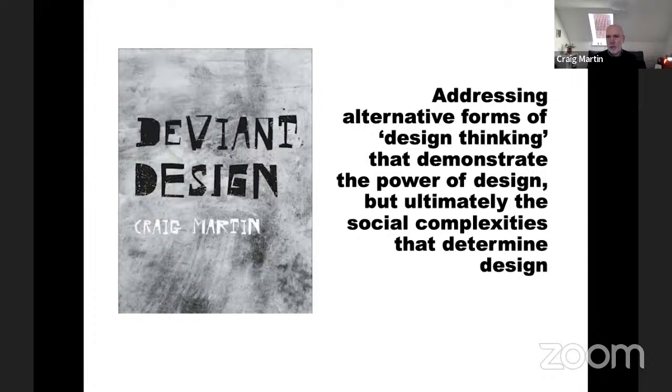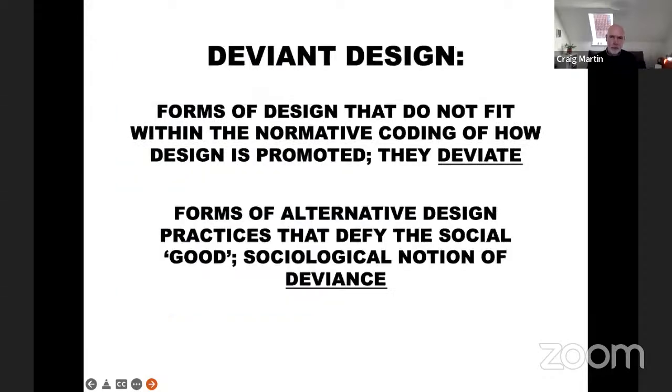And so that's what I'm going to talk about primarily today, this notion of the social complexities that underpin how we understand design. So just a couple of key points before I move on. Interestingly, when I was developing the proposal for the book, I had a very interesting discussion with the publishers, and at first they were a bit reluctant for me to use the word deviant design, primarily because it has particular connotations or particular ways in which we understand this notion of deviancy.